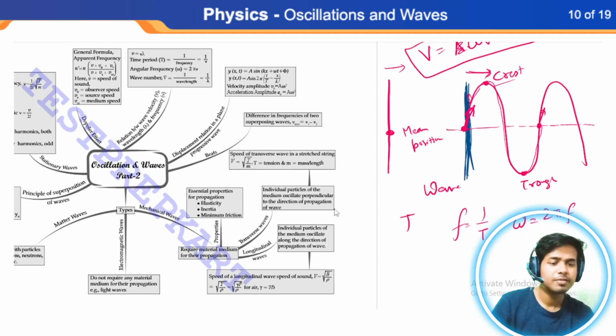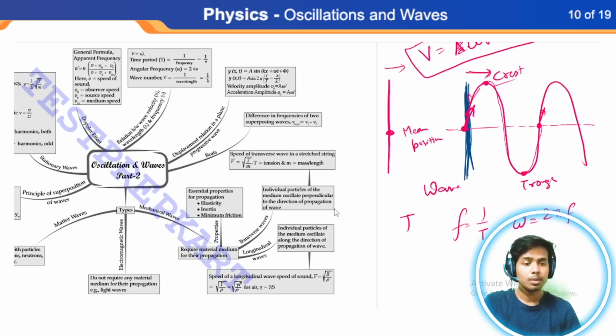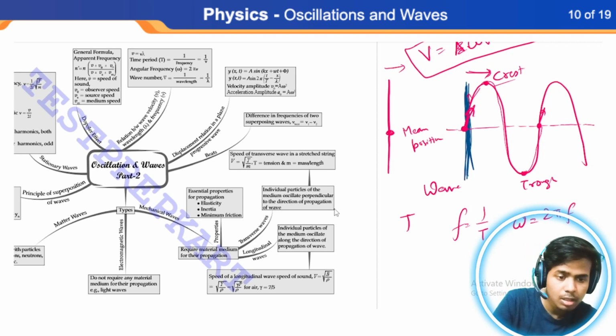So similar definitions as the SHM, but here there is one more thing: wavelength. It is basically the distance covered in one cycle, the horizontal distance covered in one cycle. That is called wavelength.